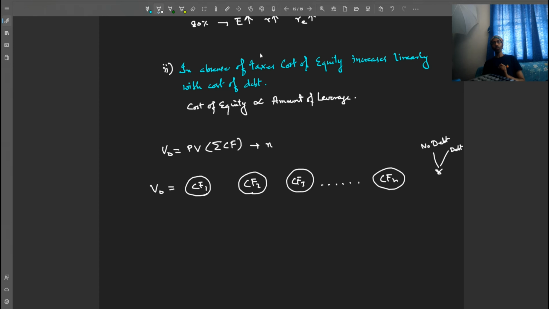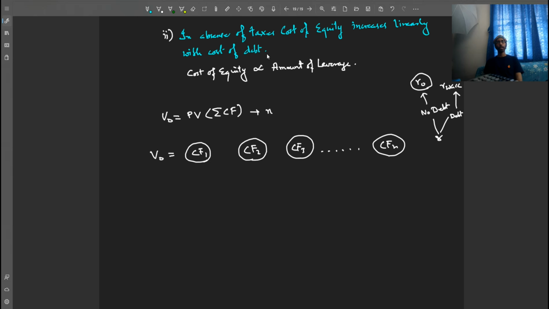So when there is no debt, the cost of capital is R0. When there is debt, the cost of capital is RWACC, weighted average cost of capital. So let's take the first condition, that is when there is no debt. So CF1 will be discounted by the cost of capital when there is no debt. So 1 plus R0 raised to the power the time period, which is 1 year or 1 period.